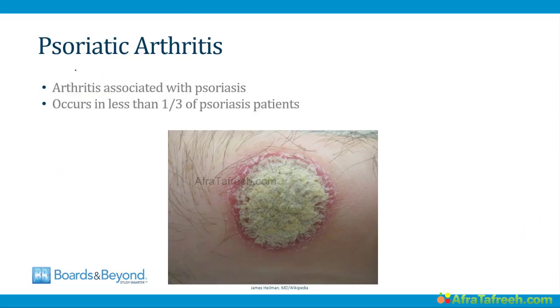Okay, moving on, our next condition we'll talk about is psoriatic arthritis. And as the name implies, this is a form of arthritis that occurs in association with the skin disorder psoriasis. This is a picture of a typical psoriasis skin lesion here on the slide. And in about a third of patients with psoriasis, psoriatic arthritis occurs as well.